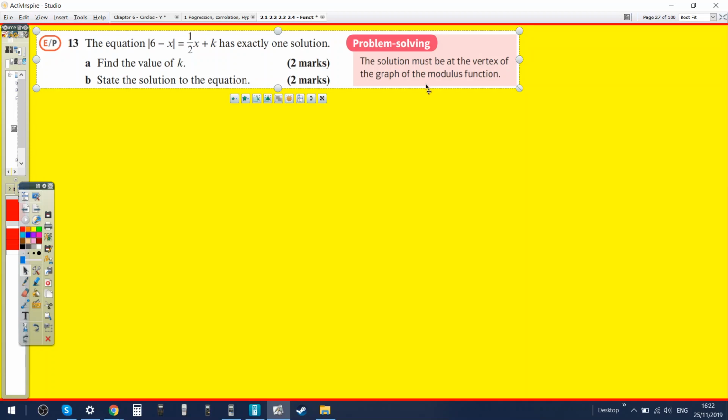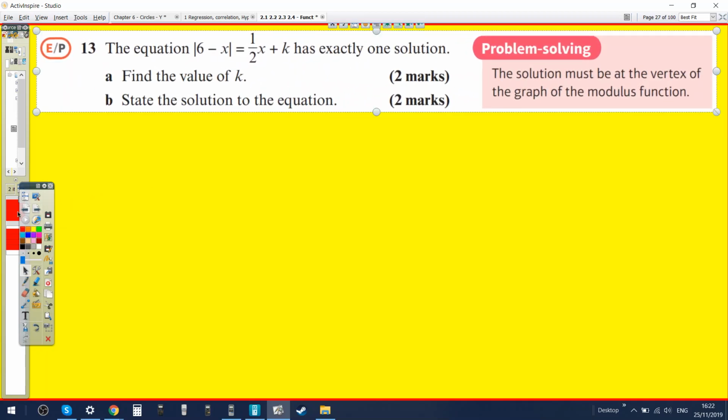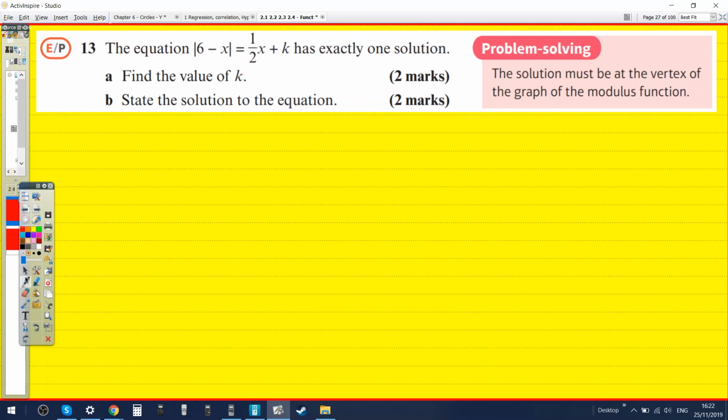Okay, this is more like it. Let's do this one. How do we do this? A and B.